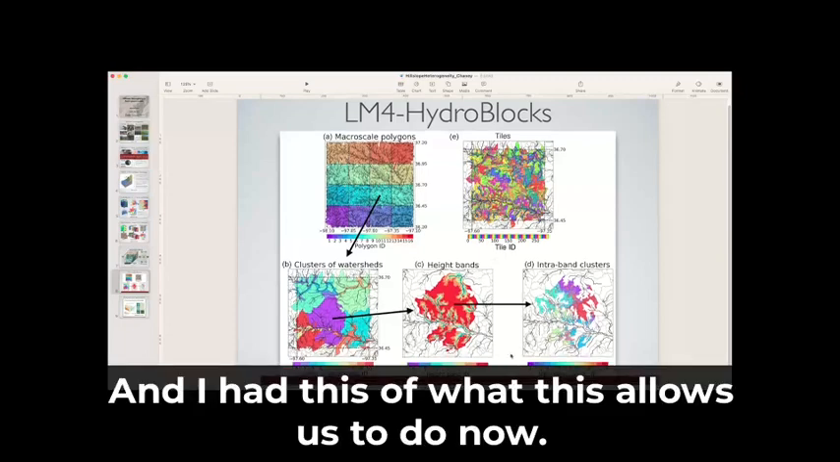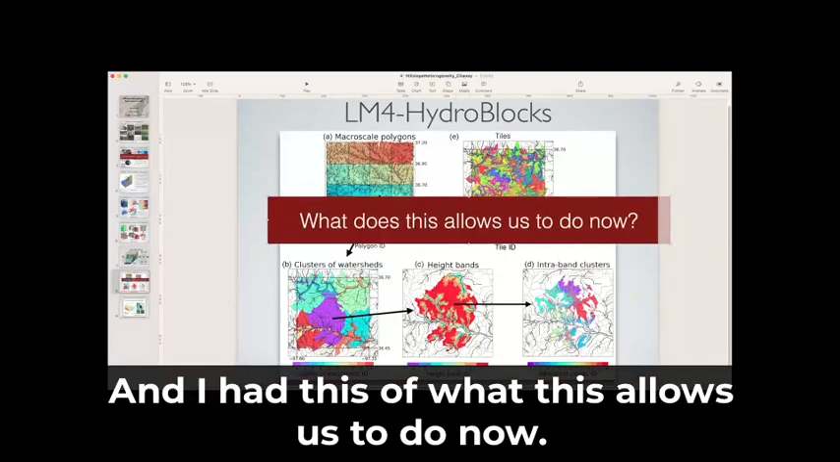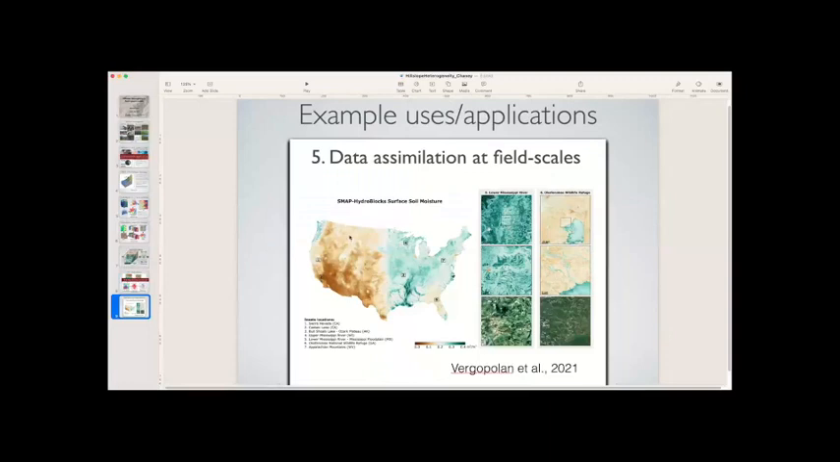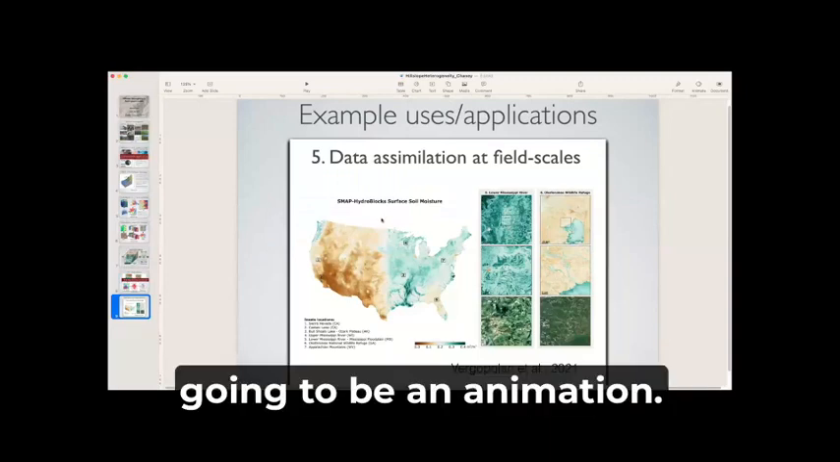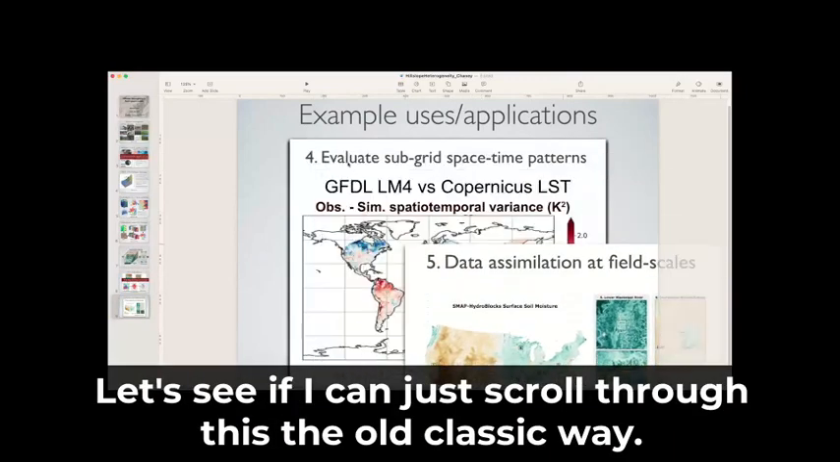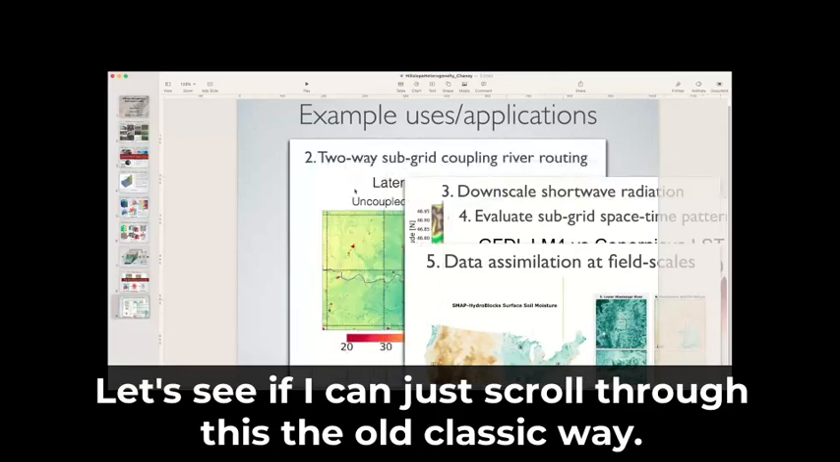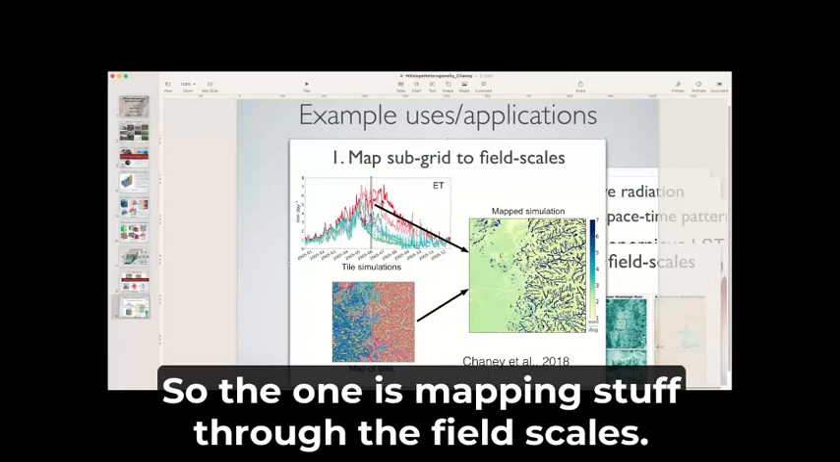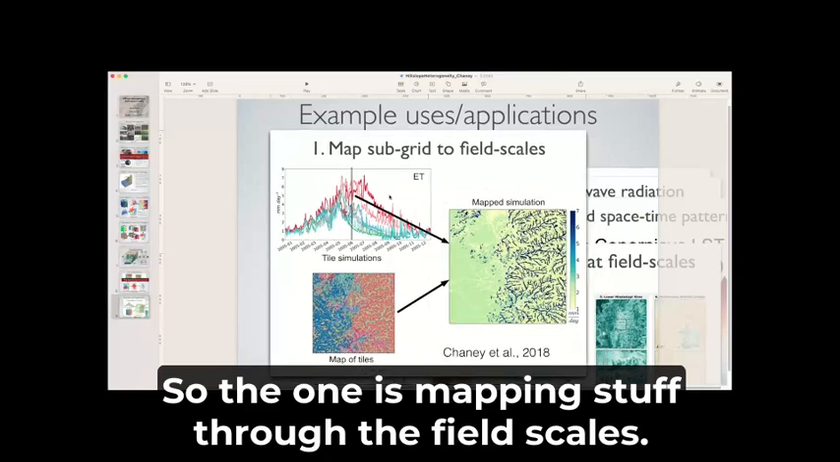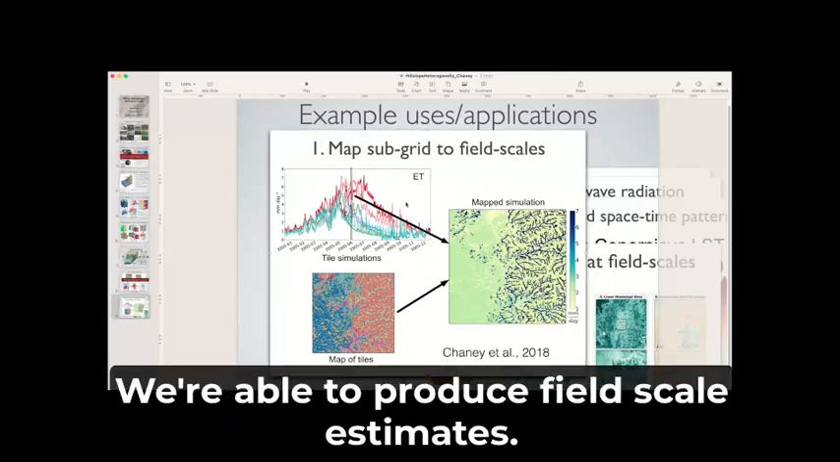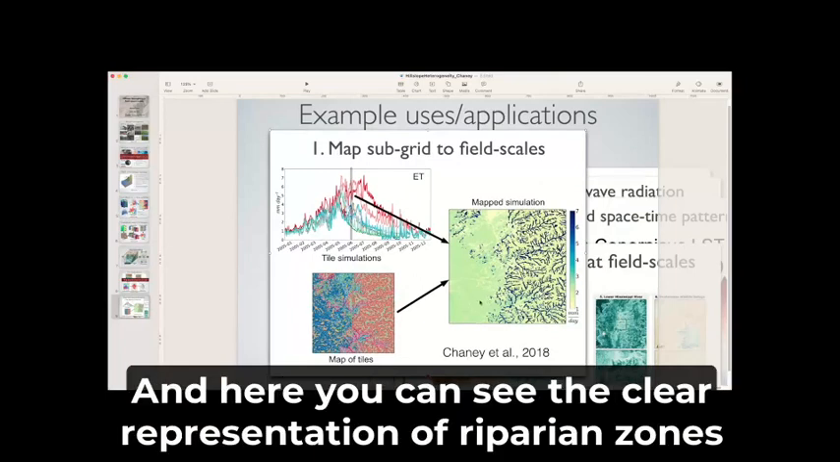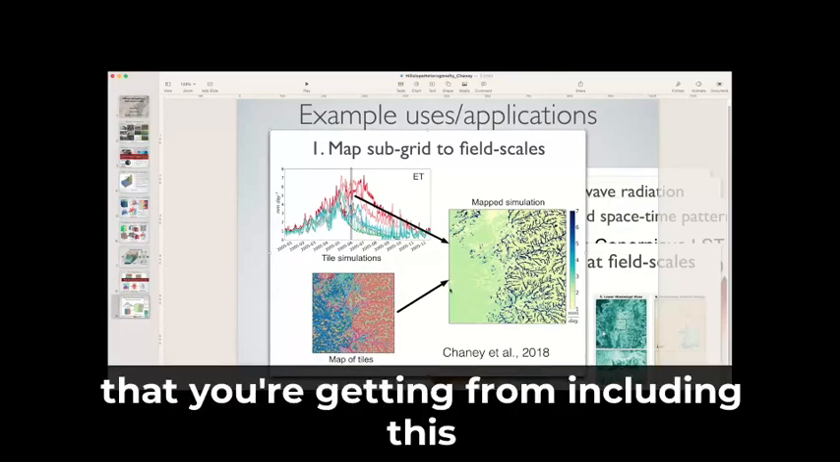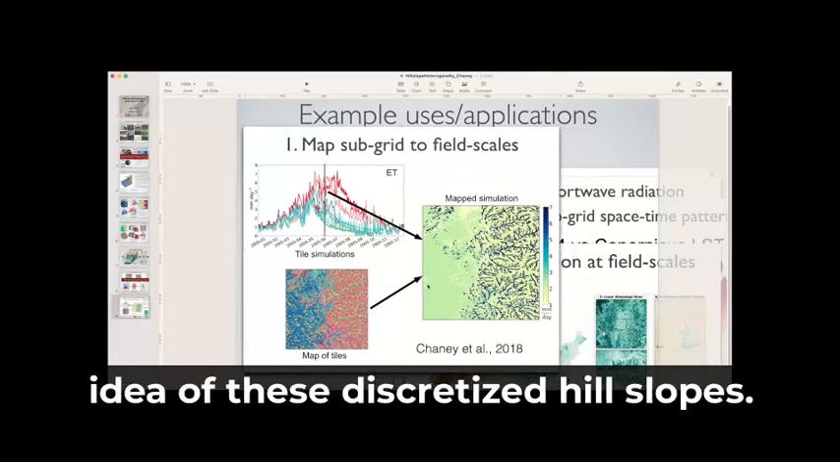And I had this slide of what this allows us to do now. There's going to be an animation that's going to pop up. Let's see if I can just scroll through this the old classic way. This is what I get for trying animations. So the first one is mapping subgrid to field scales. So we have these cluster maps. We're able to produce field scale estimates, and here you can see the clear representation of riparian zones that you're getting from including these discretized hill slopes.